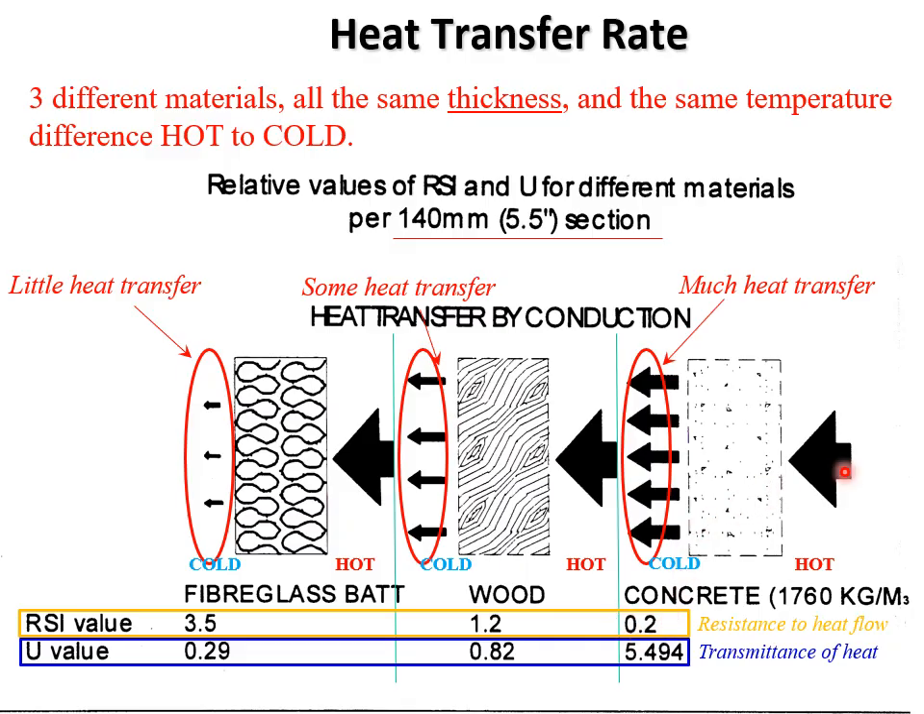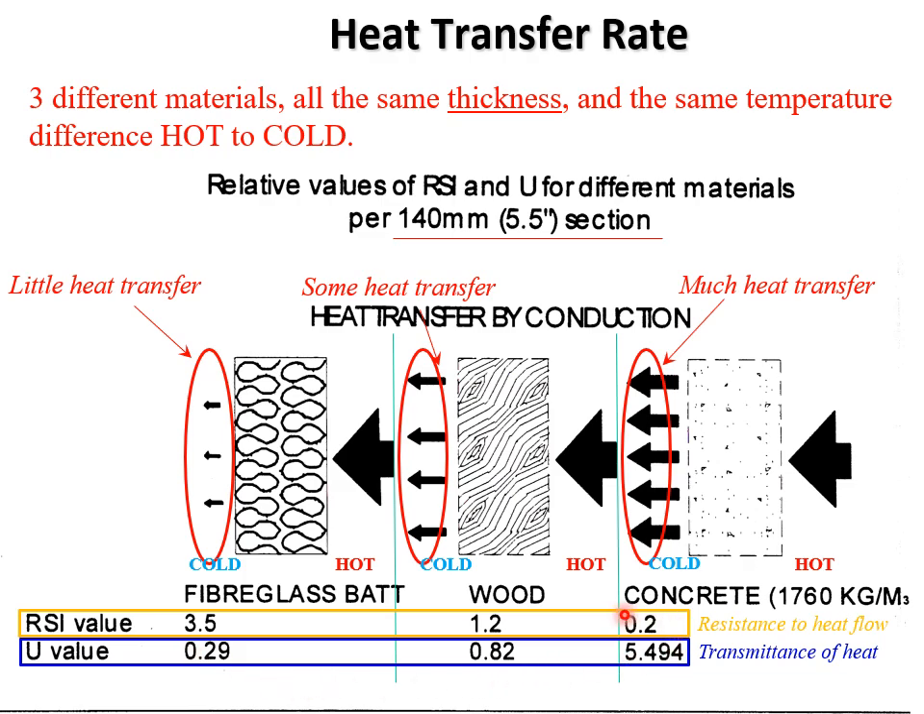That means it's not resisting it a lot. It means it's very easy for it to go. And that's why the U value, which is the transmittance of heat, which means how easily it can transmit heat, is very high, especially the U value of concrete compared to fiberglass, right? There's a huge difference in the number there.